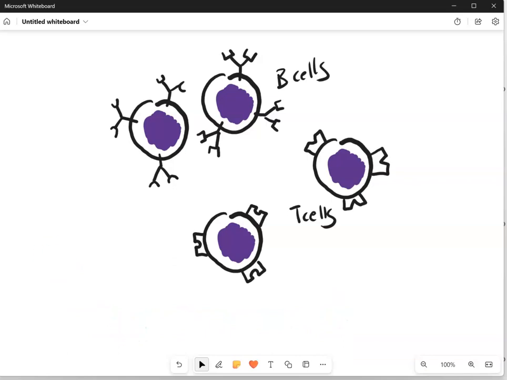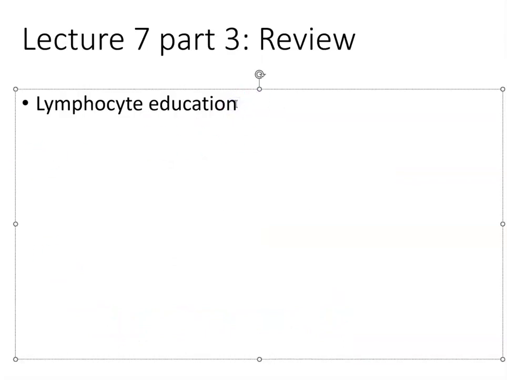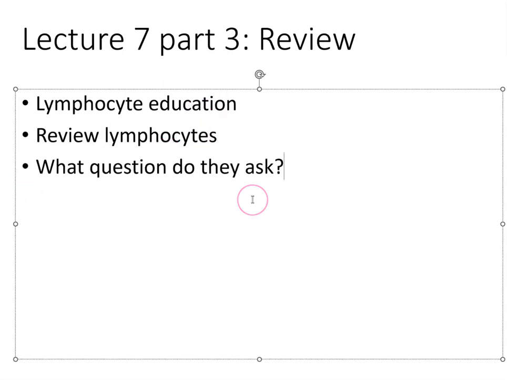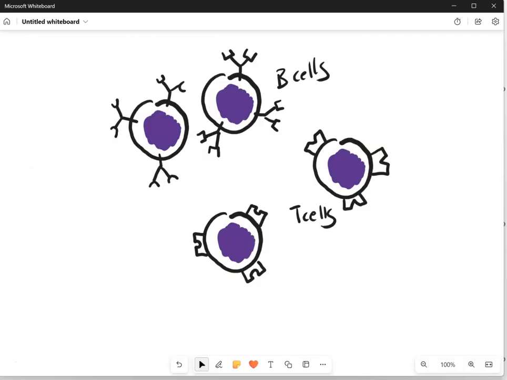So what we did was I mentioned lymphocyte education, and then I reviewed lymphocytes. So you saw B cells and T cells. That's important. Okay, so the next thing is, what question is a lymphocyte asking? And we go right back to our lymphocytes, and there's only one question they can ask, which is, does this protein fit in the binding site of my B cell receptor or T cell receptor? Do I recognize this thing? Is this the thing I'm looking for?